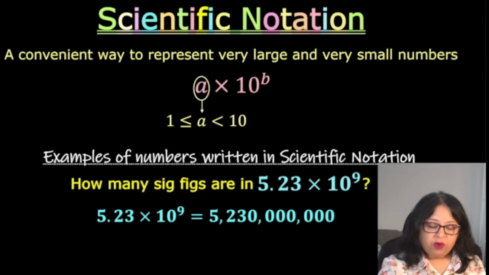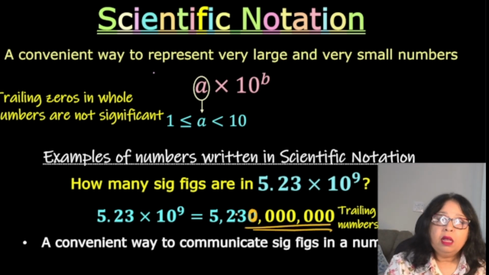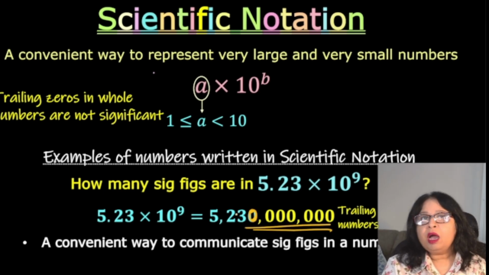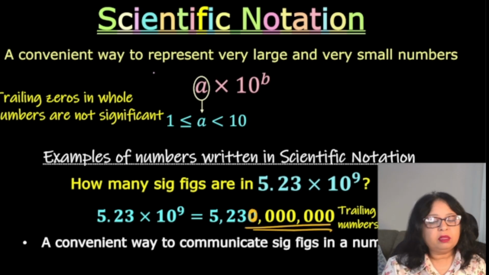Now, 5.23 times 10 to the power 9. I have expanded it, and it becomes equal to 5,230,000,000. So all the trailing zeros over here, they are yellow. Now the rule is what we did in lecture number 1, and if you haven't watched lecture number 1 on significant figures, where we learned how to tell how many sig figs are there in a given number, you should watch that lecture before watching this one. I'll put the link for that lecture in the description for this one.